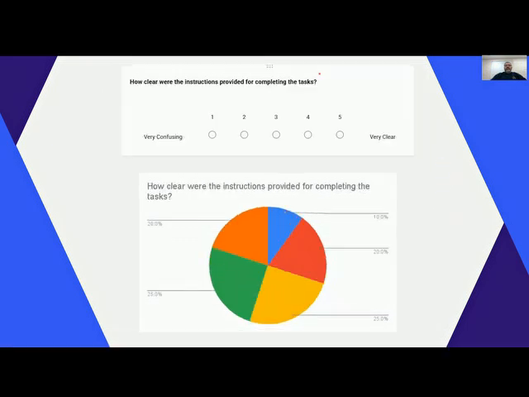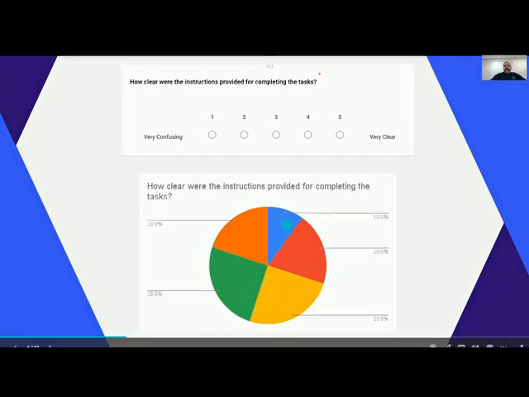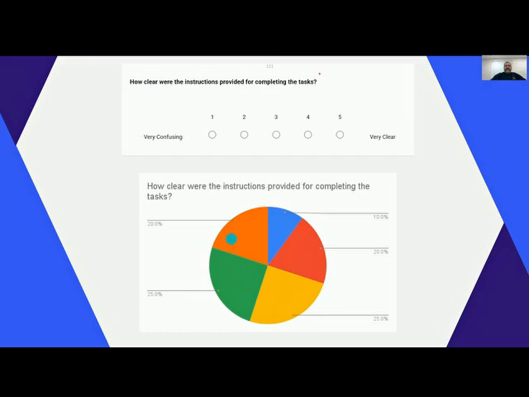How clear were the instructions provided for completing the tasks was my second question. And here, I had 1 who gave me a 2, but the other 90% of my respondents gave me 4s and 5s.